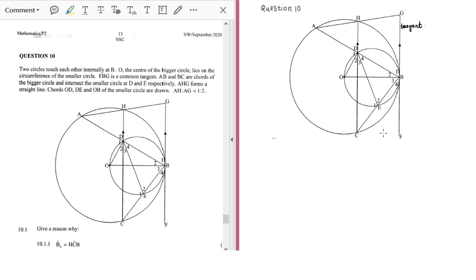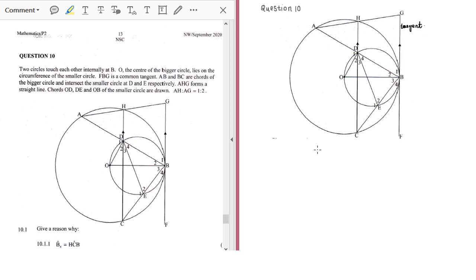Alright, we also have that AB and BC are chords of the bigger circle, and these two chords intersect the smaller circle at D and E respectively. AHG forms a straight line. So AHG, that is a straight line.